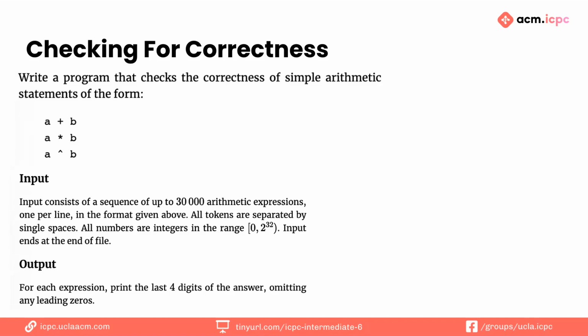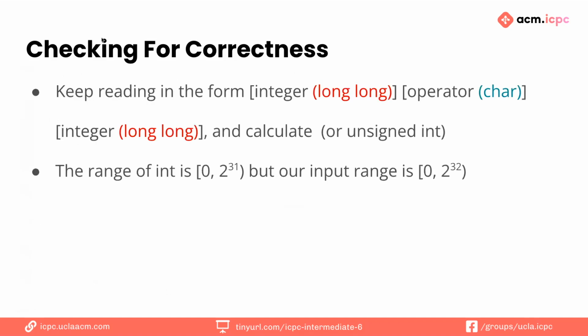So the problem itself is pretty straightforward. It gives you several arithmetic expressions, that is a plus b, or a times b, or a to the b's power, and you need to calculate that and print the last 4 digits of them. To do that, we just keep reading in the form integer operator integer. And notice that you cannot use int; you have to use long or unsigned int, because the range of int is less than 2 to the 31st power, but our input range can be up to 2 to the 32nd power.